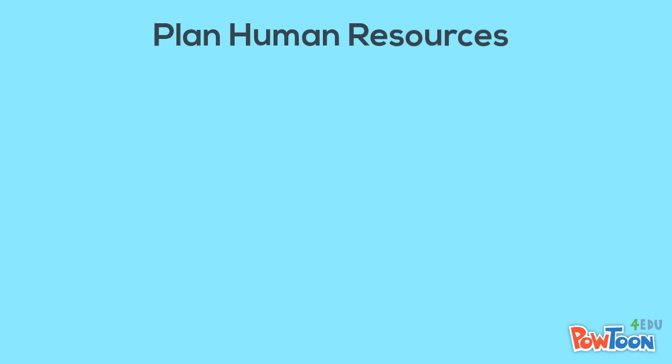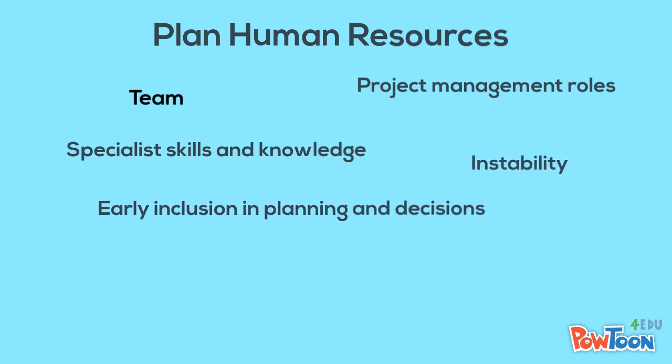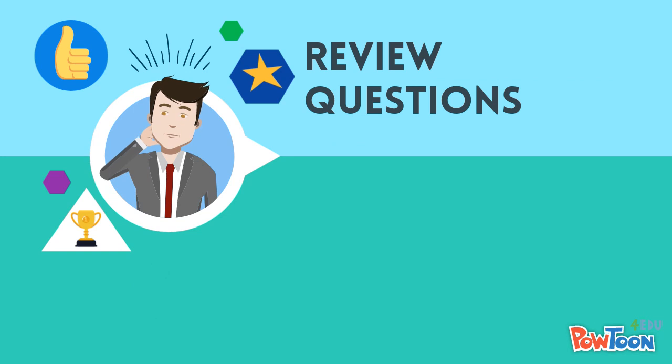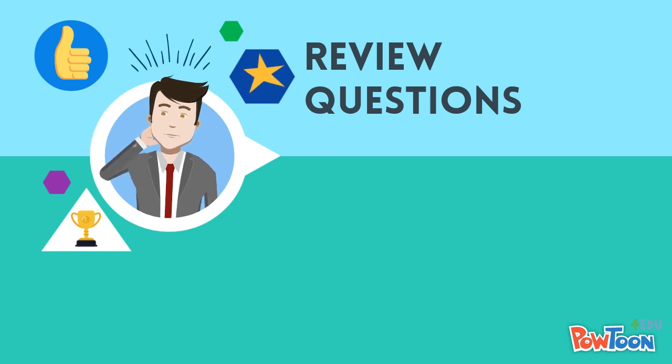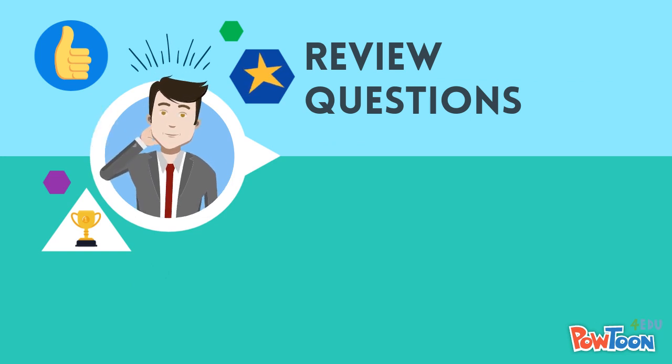In this video, we looked at how the project team can be made up of general project management roles plus specialist skills and knowledge. We looked at how the team can be unstable and why it's a good idea to include people in planning and decision making. We looked at the process of a needs analysis, and we looked at some organizational charts. In the next video in this series, we will look at how to acquire staff for your project team and how to manage your project team successfully. Here are some review questions on today's video.